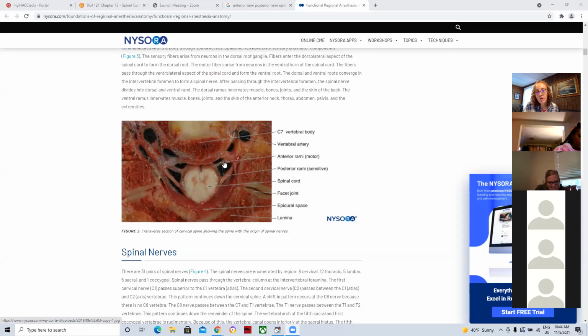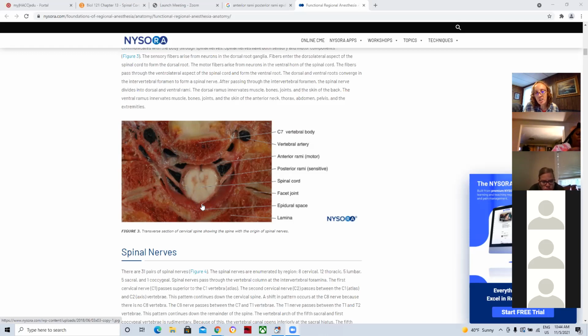Here's the anterior rami. Remember, those are the motor nerves. Here's the posterior rami, the sensory nerves, coming out of, or rather entering, the posterior horns.